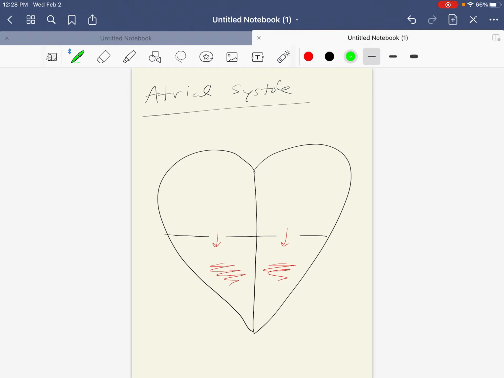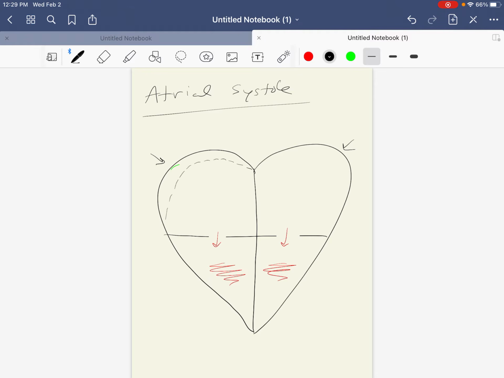Now, once atrial systole begins, it all starts with the SA node firing, spontaneously depolarizing, and then that nerve impulse spreads to both atria and gets to the AV node. So once that nerve impulse makes its way to both atria, we're going to have atrial systole. Now remember, systole means contraction. So during atrial systole, the atrial walls contract.